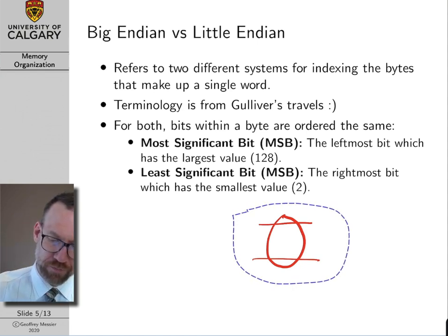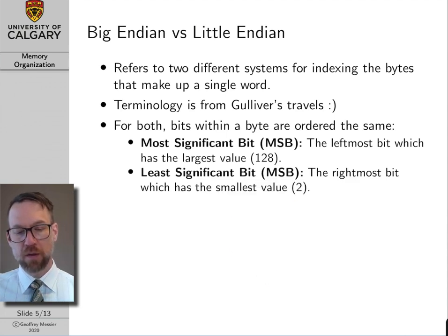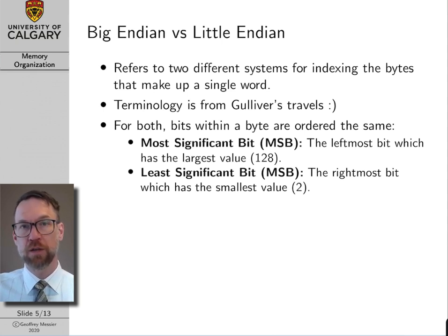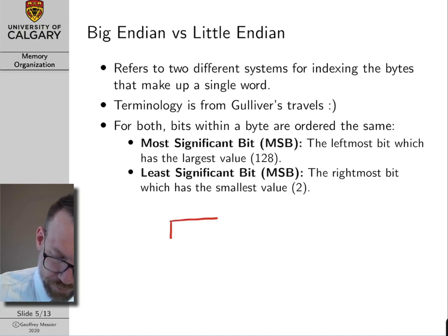The Big Endian and Little Endian conventions were basically used by different processor design companies. But before I go into explaining the difference between Big Endian and Little Endian, I should say that the convention that we use for ordering bits within a byte is always the same, regardless of which Endian convention you use. So if we look within a byte, we have, of course, 8 bits.